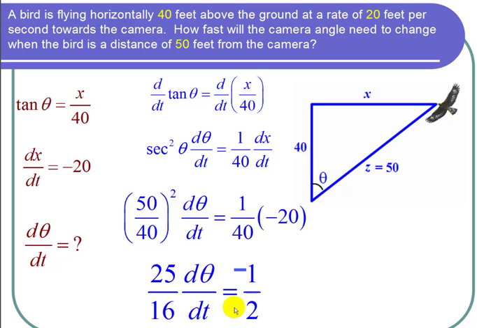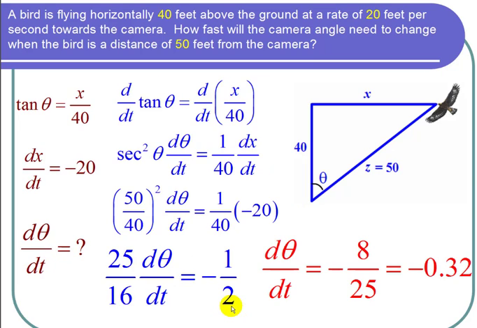So now just multiply by 16/25, and I arrive at my final answer, which is that d theta over dt is equal to negative 8 over 25, and if we like decimals, that's equal to negative 0.32. So we can conclude that the camera angle is decreasing at a rate of 0.32 radians per second. And I'm done with the problem.